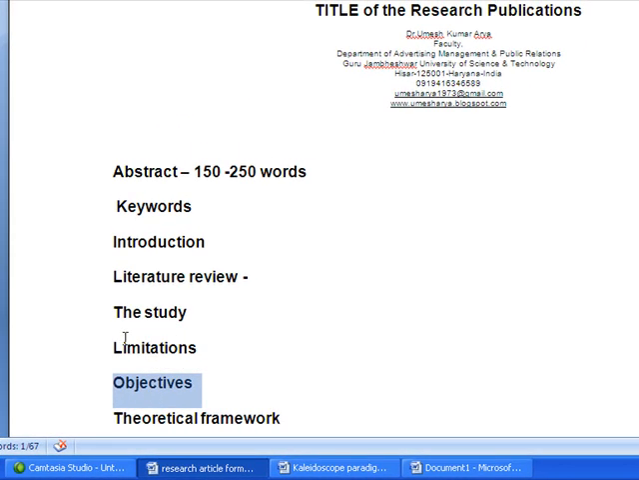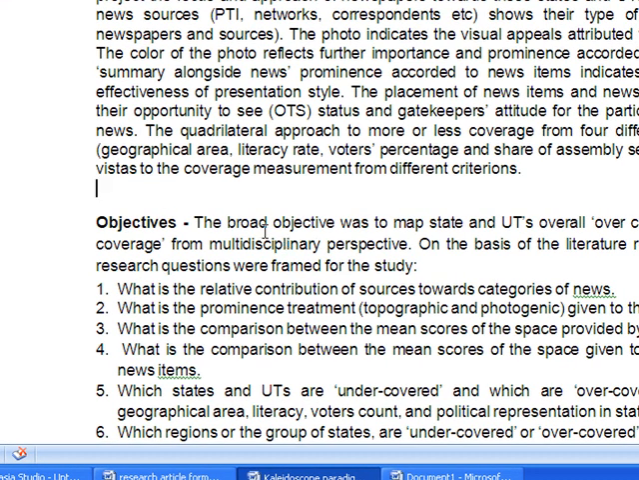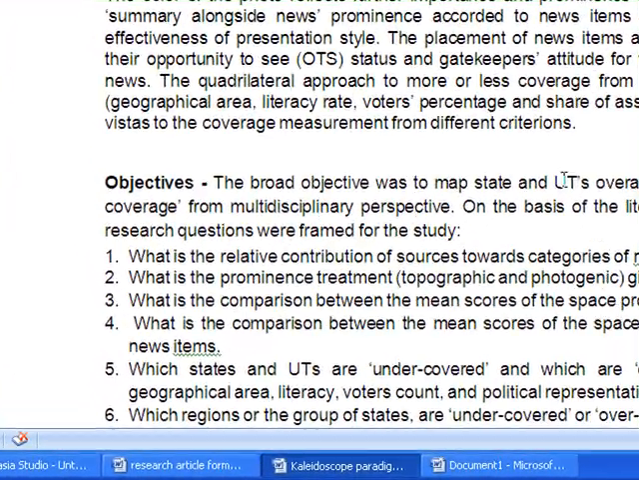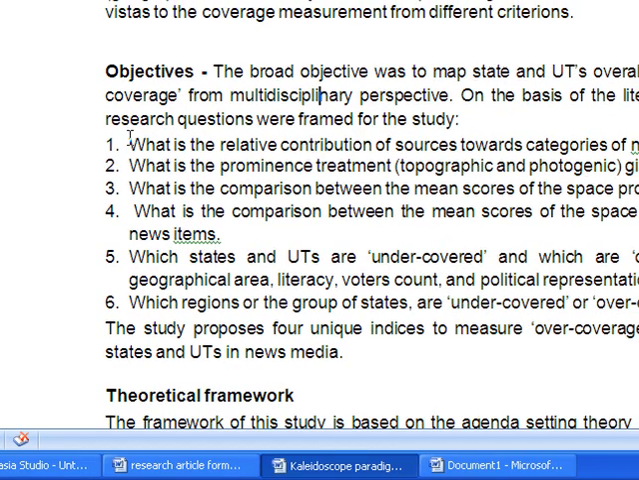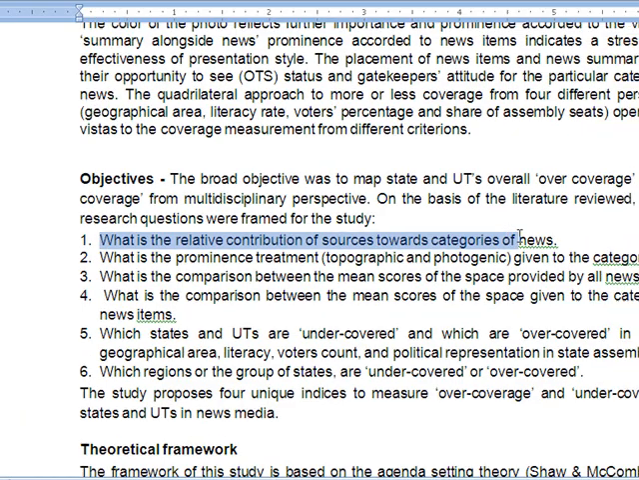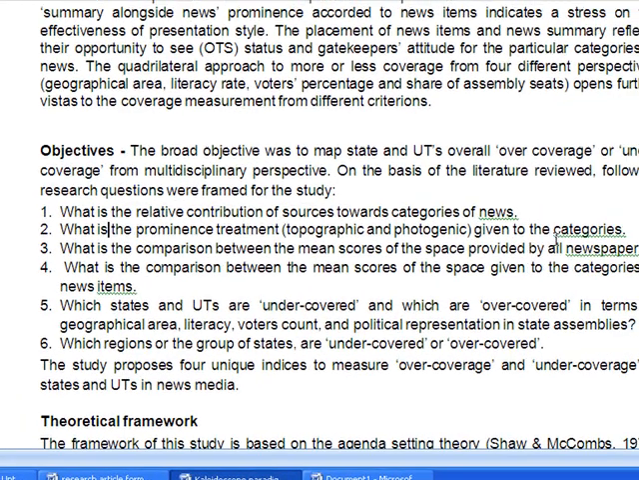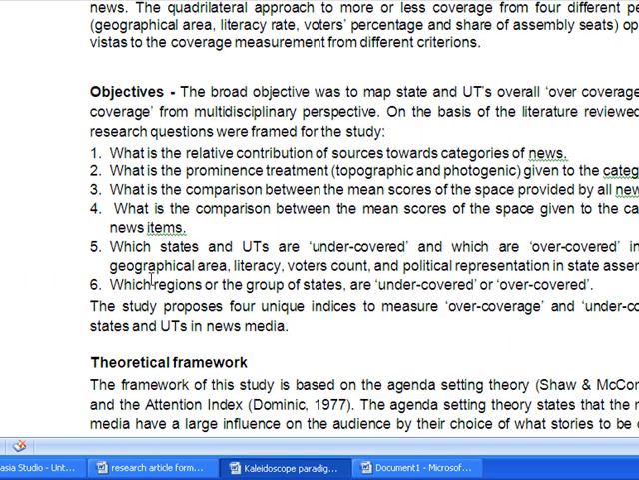Then comes the heart of the research, the objectives. Objectives are of two types, broad objective and specific objectives. The broad objective is just like the title of your research publication, whereas the specific objectives or the research questions are the individual objectives. What is the relative contribution of sources towards categories of news? What is the prominence treatment given to the categories? So on and so forth. So your objectives are done.